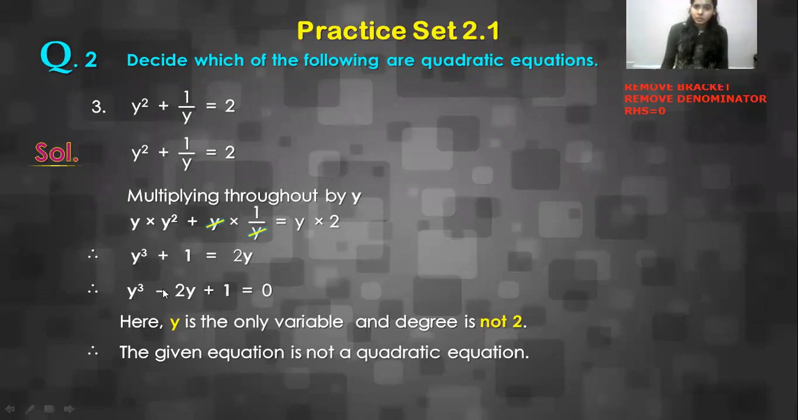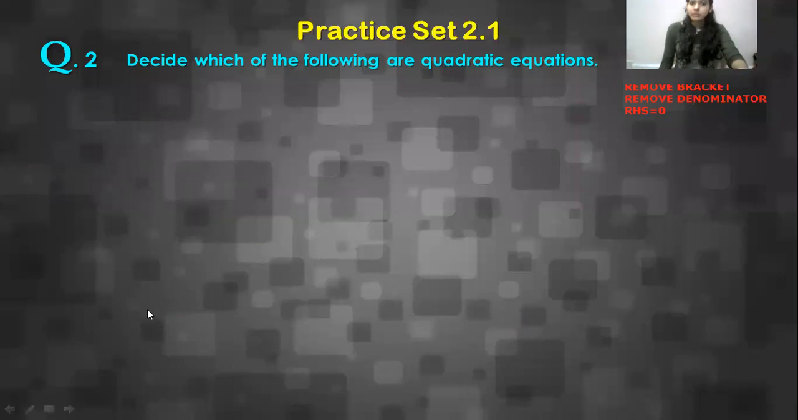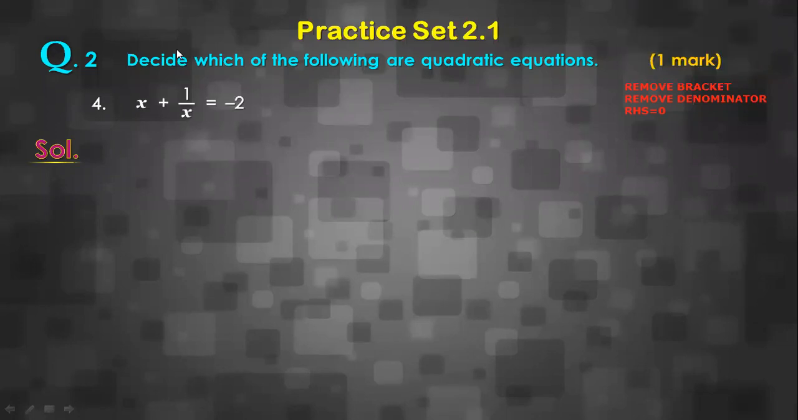So here comes the next question on your screen, students. Similar है. Why I'm saying similar? Because you can check here that we have a denominator just like the previous one, and not just that, here the right hand side is also not 0. मतलब हमें पहले तो denominator को हटाना पड़ेगा. Then we have to convert the RHS into 0, and then only we'll decide कि quadratic है कि नहीं.